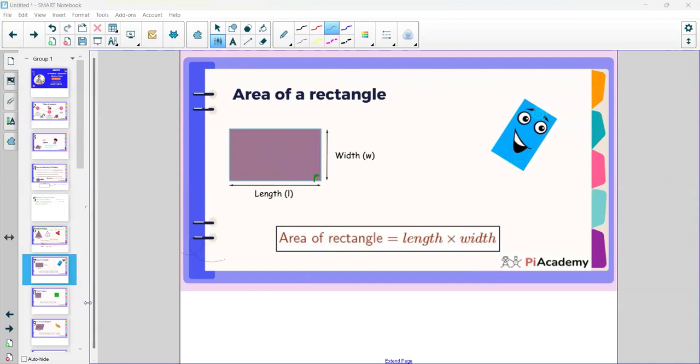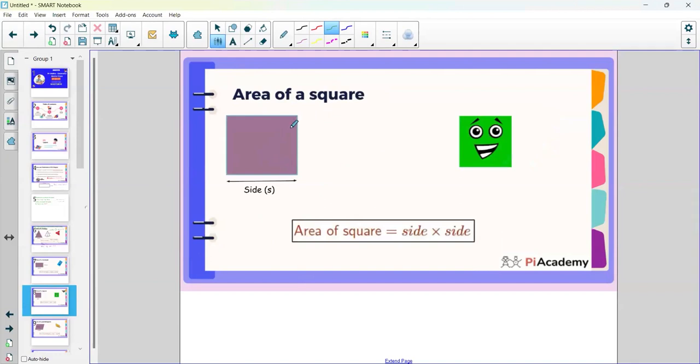Now let's look at the square. What does a square have? Similar to a rectangle, it also has all right angles. Okay, and what's the area of the square? Side multiplied by side.